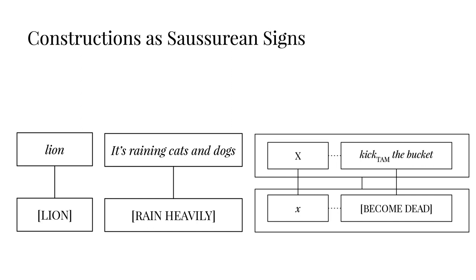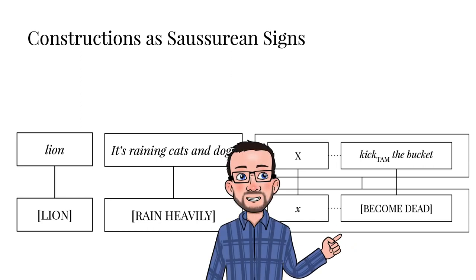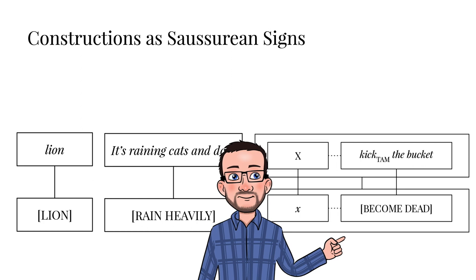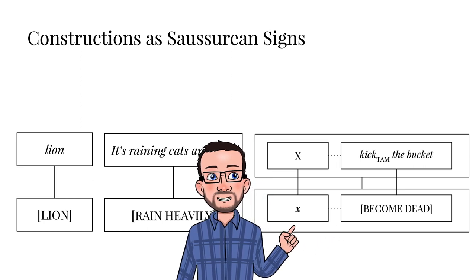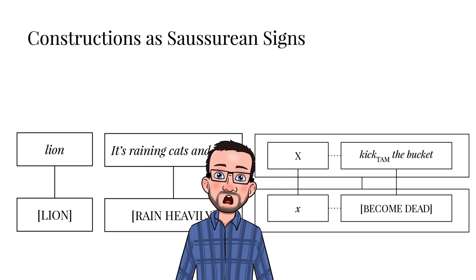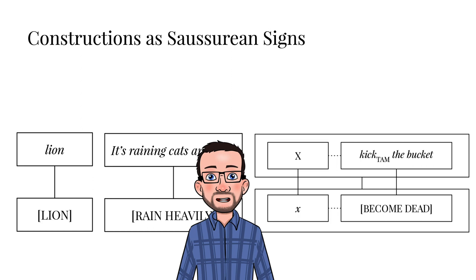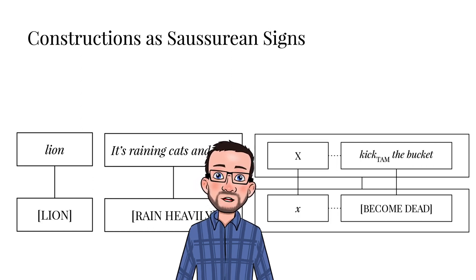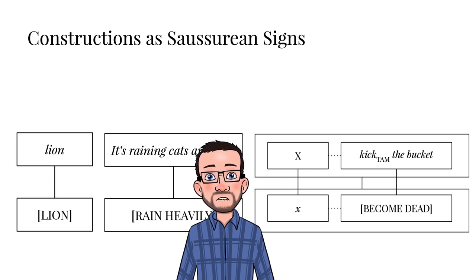A well-known example is the phrase to kick the bucket, which is an informal expression that means to die or to become dead. The difference between this idiom and it's raining cats and dogs is that this construction consists of two slots. There is one slot that's already filled in with the words kick the bucket, but there is also an empty slot for the subject. Moreover, the specific form of the verb kick interacts with the tense aspect modality system of English, which is what TAM stands for. And this means that, depending on what you want to express, you can say that someone kicked the bucket, has kicked the bucket, would have kicked the bucket, and so on.